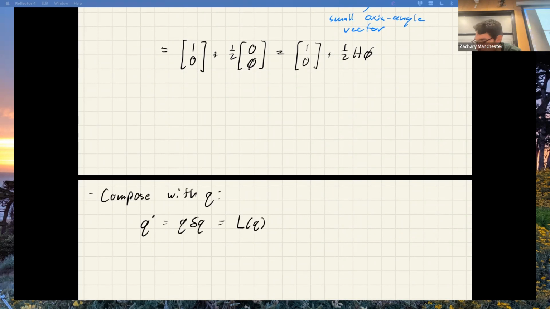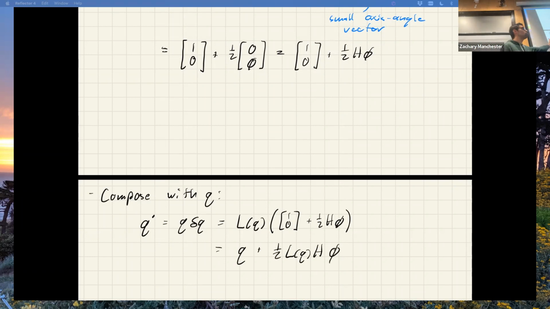And then if I write down my delta q stuff that I just did, it's something like identity plus 1/2 h phi. If I expand that a little bit, the first part is just q times identity, so that just gives me back the q. The second part looks like 1/2 L of q times h times phi. So this looks a whole lot like q plus some delta thing, like the additive thing we're used to seeing, but it's got this extra Jacobian on it.